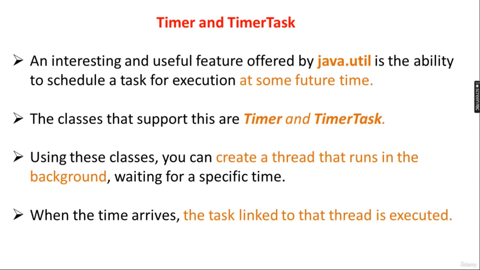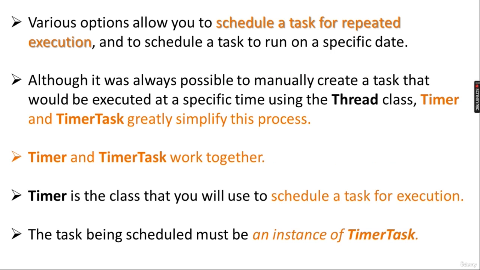The classes that support this are Timer and TimerTask. Using these classes, you can create a thread that runs in the background waiting for a specific time. So what is the use of this? You can create a thread that runs in the background waiting for a specific time, and when that time occurs, at that particular time, this task will be performed automatically. When the time arrives, the task linked to that thread is executed automatically.